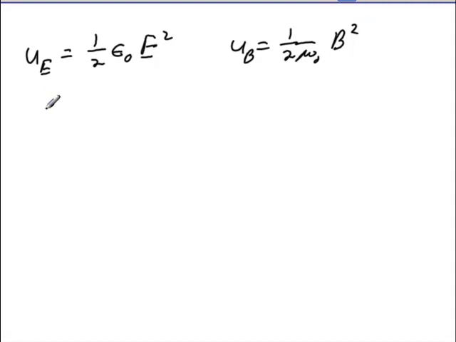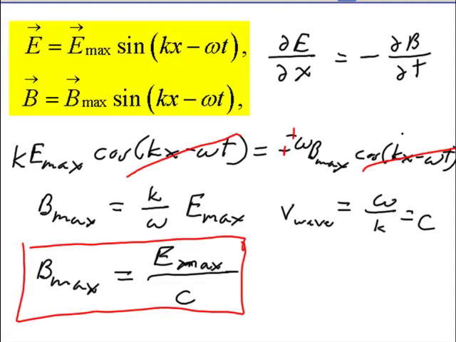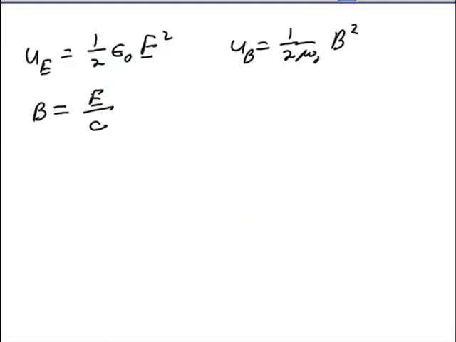But we also know that the magnetic field is just the electric field over the speed of light. Now you may be saying, wait. Isn't it the electric field over the speed of light only for the maximum? Well, yes and no, because they both follow the same sine function. So it really works for both. It's the electric field over the speed of light.